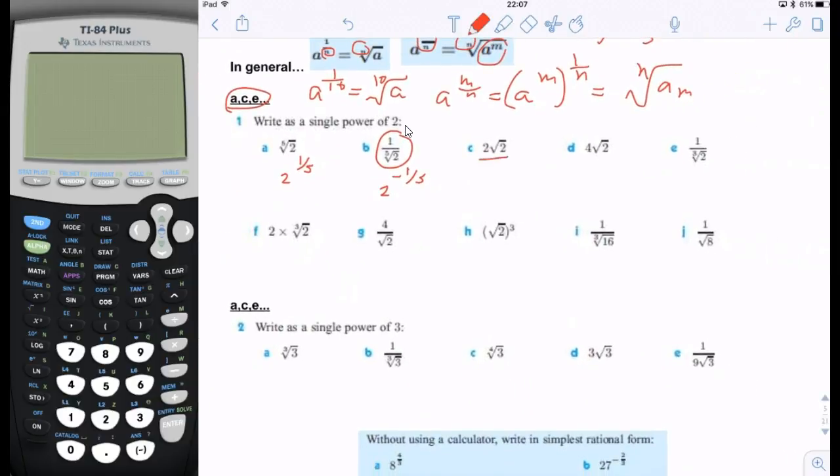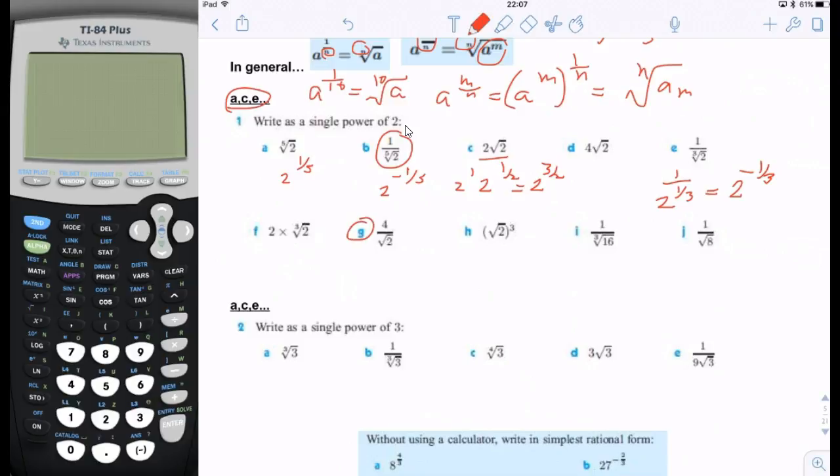So 2 square root of 2 is equal to 2 to the first times 2 to the 1/2. That is equal to 2 to the 3/2, right? What about e? 1 over the cube root of 2. So that would be 1 over 2 to the 1/3, which is equal to 2 to the negative 1/3.